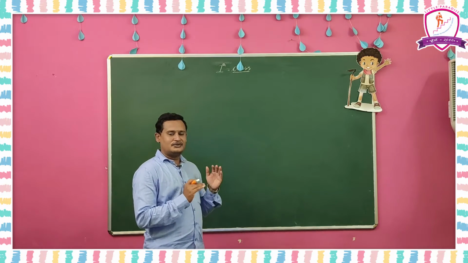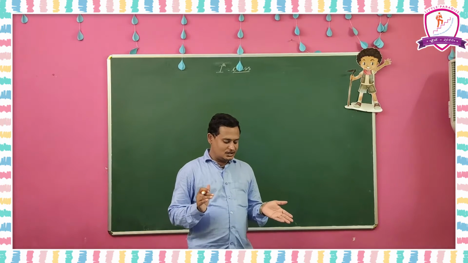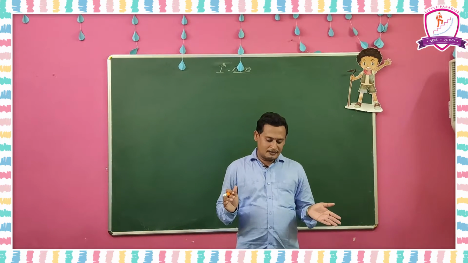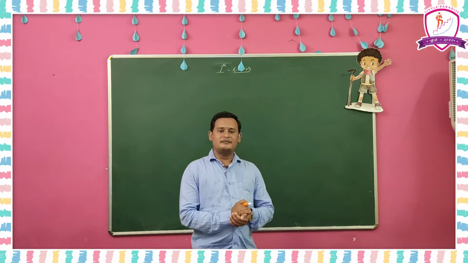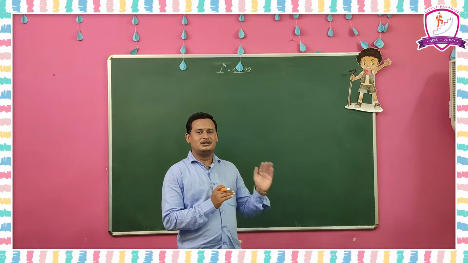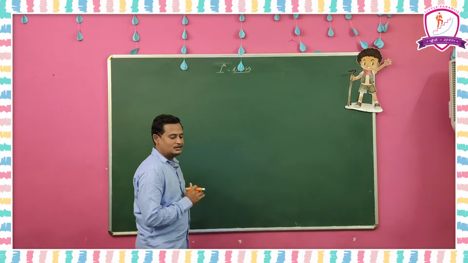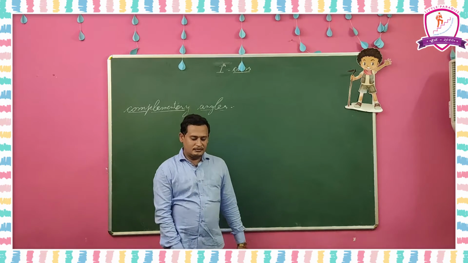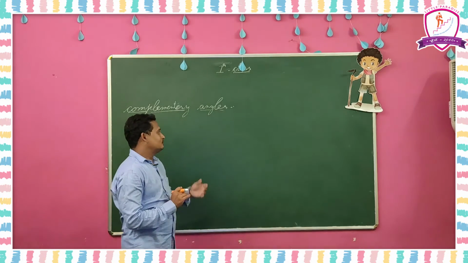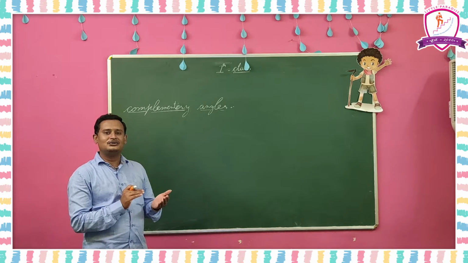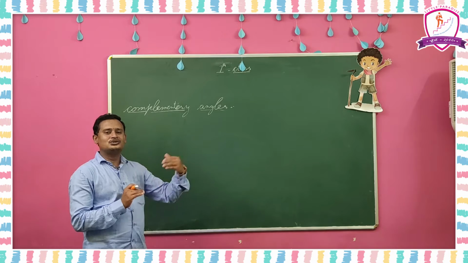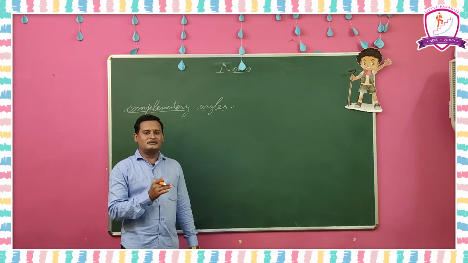All of you see in your book, page number 92, and observe the pairs of angles. First one is the complementary angle. We are going to discuss the complementary angles. So what are complementary angles? If the sum of two angles is equal to 90 degrees, those two angles are called complementary angles.